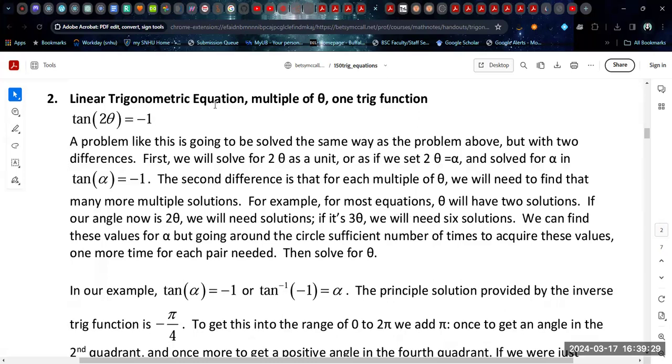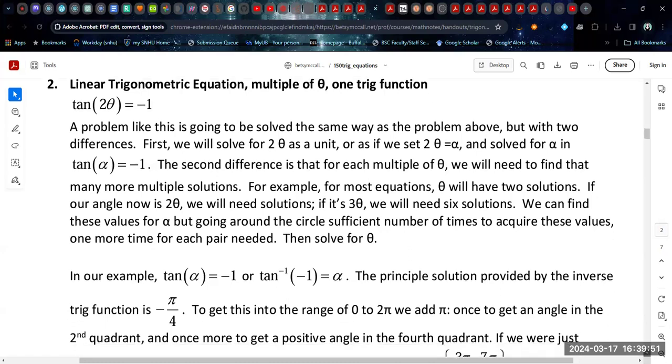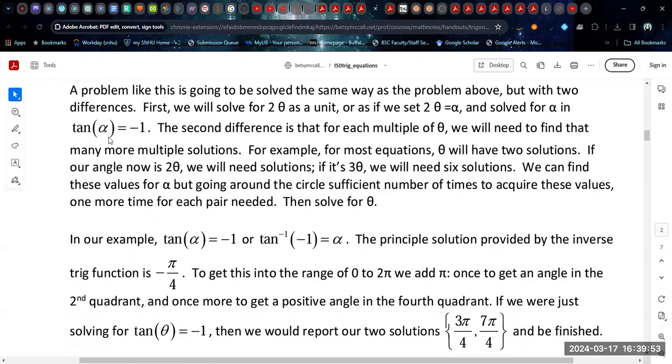Now, for linear trig functions, if I have a multiple of theta, but only one trig function, then the procedure is going to be very similar, at least until I get the trig function isolated. So let's say I treat the 2 theta like just an alpha, it's a single angle. So then I'm going to try to get values in this case. Once my trig function is by itself, I'm going to say, okay, so what values of alpha are going to give me tangent of that angle is -1. So that would be -pi/4 initially.